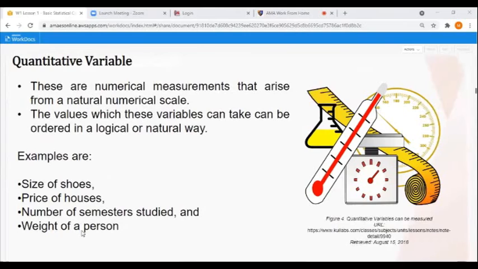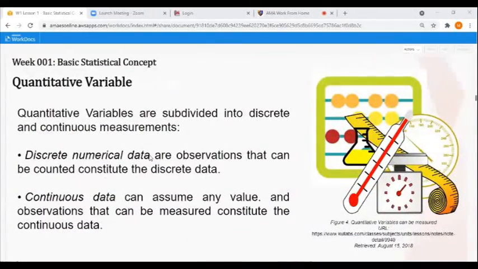You might be wondering how we measure the price of a house, right? We don't have an instrument like this to measure the price of a house, or even the number of semesters. We may not have that, but this would answer the question, because under quantitative variables we have two types: the discrete and the continuous data. When we say discrete data, these are data or observations that can be counted. Let's say, for example, how much is the price of that house? Let's say it's 2 million. You can count 2 million, right? There's no need for a weighing scale to measure 2 million. That is not appropriate for that.